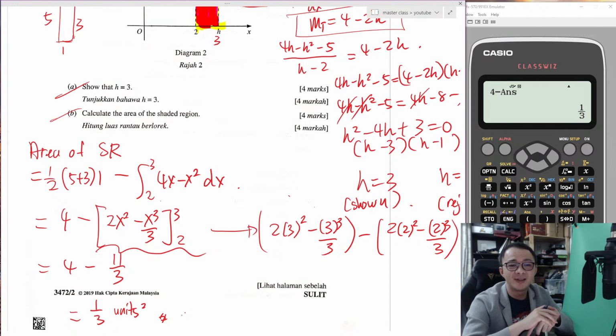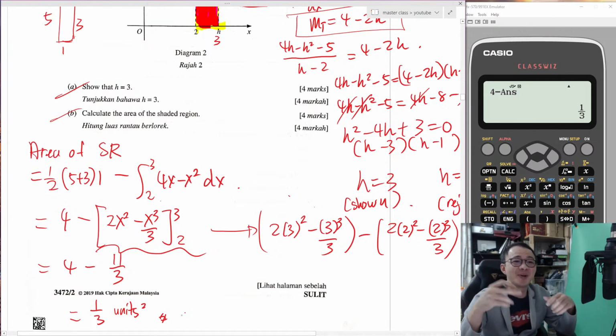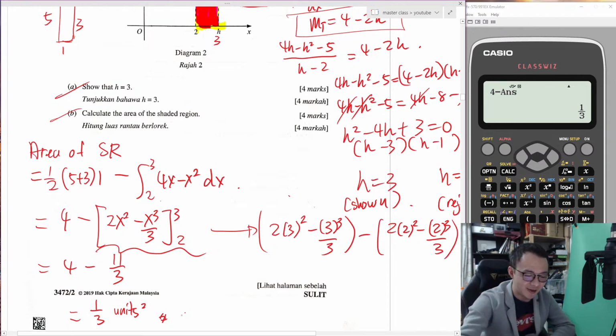Just want to ask teacher, usually is the trigonometry question in SPM tough? I don't know. This Paper 1 was actually quite tough for 2019. Yeah, some are quite easy. It very much depends on which year you're talking about.